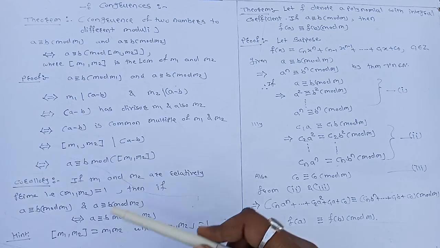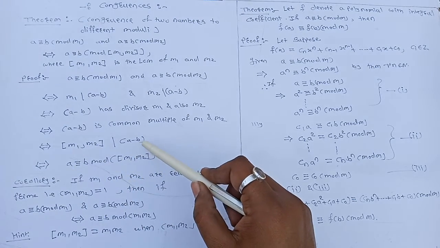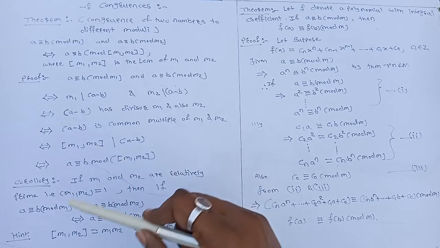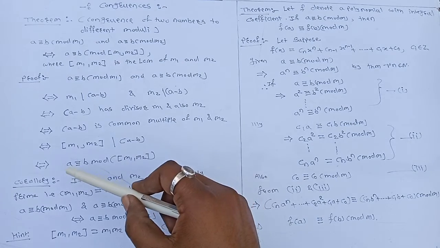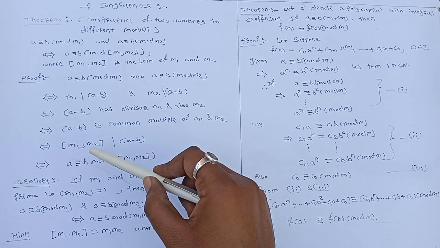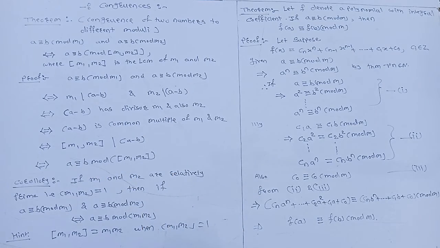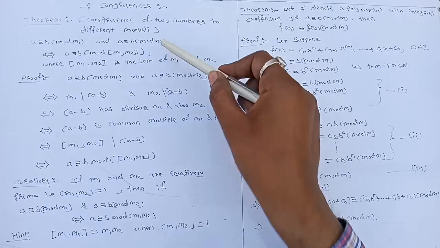Therefore, their LCM of M1 and M2 divides A minus B, and hence, if and only if this is possible, A is congruent to B mod their LCM of M1 and M2. Hence the theorem is proved.